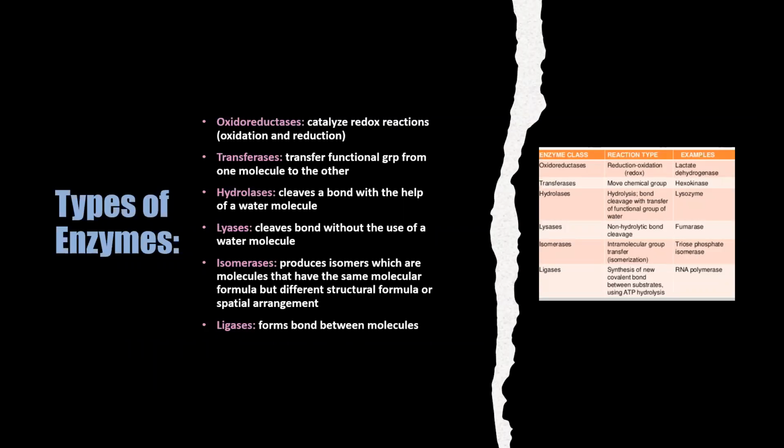What are redox reactions? Redox reactions are reactions in which oxidation and reduction occur simultaneously, like at the same time. So reduction reactions are where oxygen is lost and electrons and hydrogen are gained. Oxidation is where oxygen is gained or is used, and electrons and hydrogen are lost. An example of oxidoreductases we have is the lactate dehydrogenase enzyme.